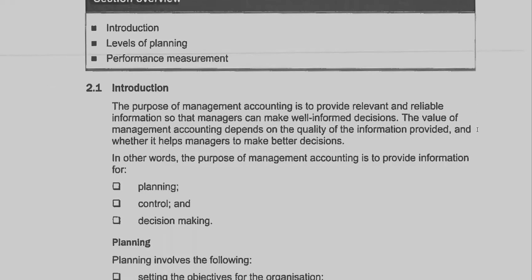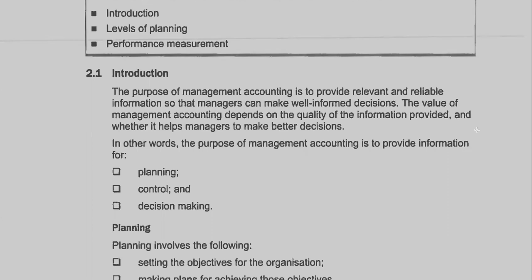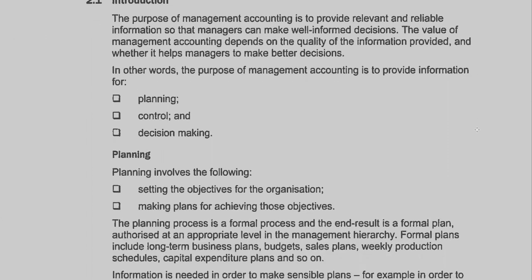So the value of management accounting depends on the quality of information that is provided and whether it helps managers to make better decisions. So in other words, the purpose of management accounting is to provide information for planning, control, and decision-making. Now, when you want to look at management accounting in detail, you could say that it is one, a branch of accounting. Okay, so branch of accounting.